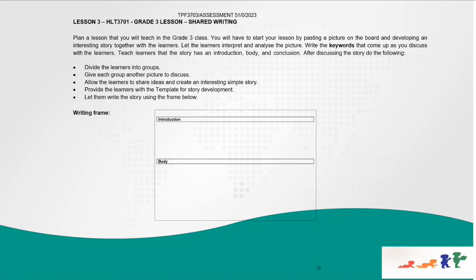Write the keywords that come up as you discuss with the learners. Teach learners that the story has an introduction, a body, and a conclusion, like a lesson too. After discussing the story, do the following. Divide the learners into groups. Give each group of these learners another picture to discuss. Allow the learners to share ideas and create an interesting, simple story.